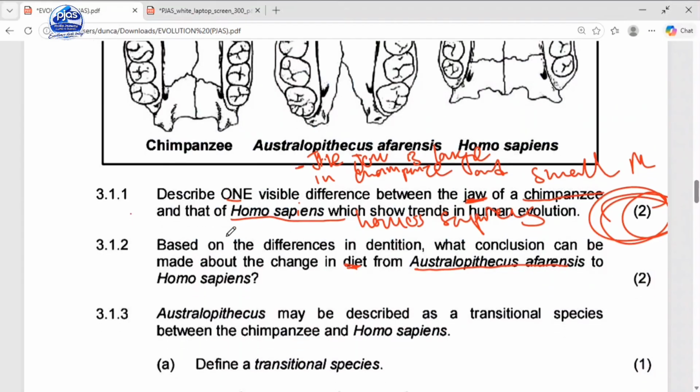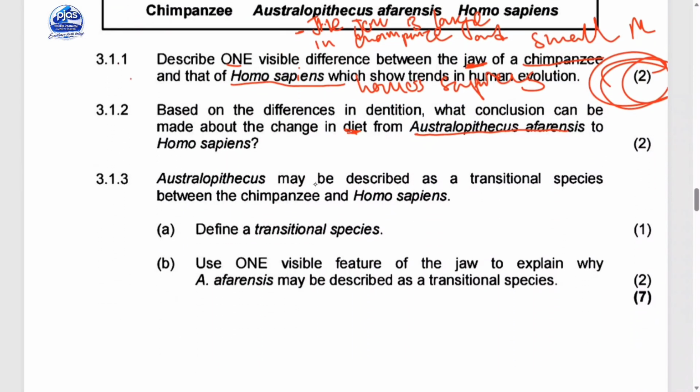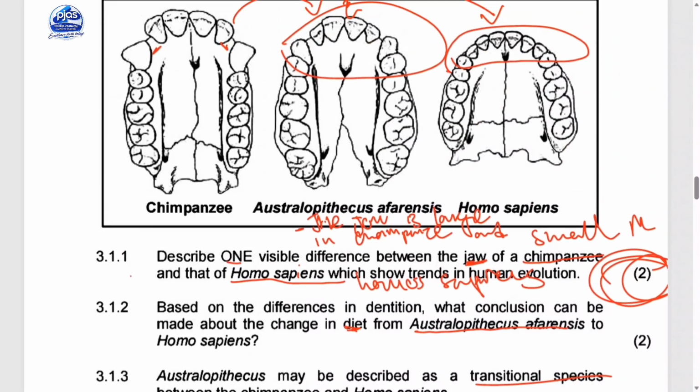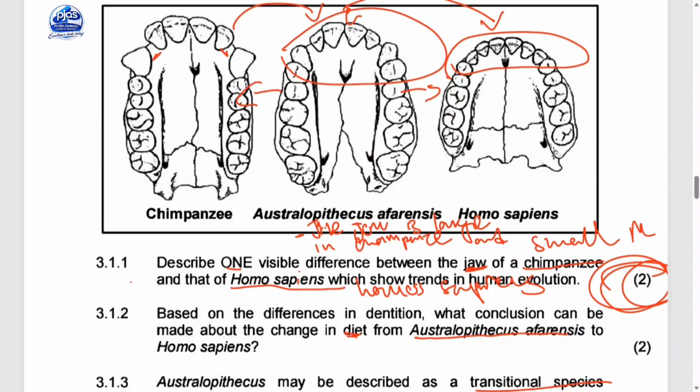Okay. That is why now. So now they say that now Australopithecus may be described as a transitional species between the chimpanzee and Homo sapien. Remember that now what is a great transitional species, meaning that now you show the characteristics of the two genera or the two species, meaning that now it has the characteristics of the chimpanzee and the characteristics of Homo sapien, right?